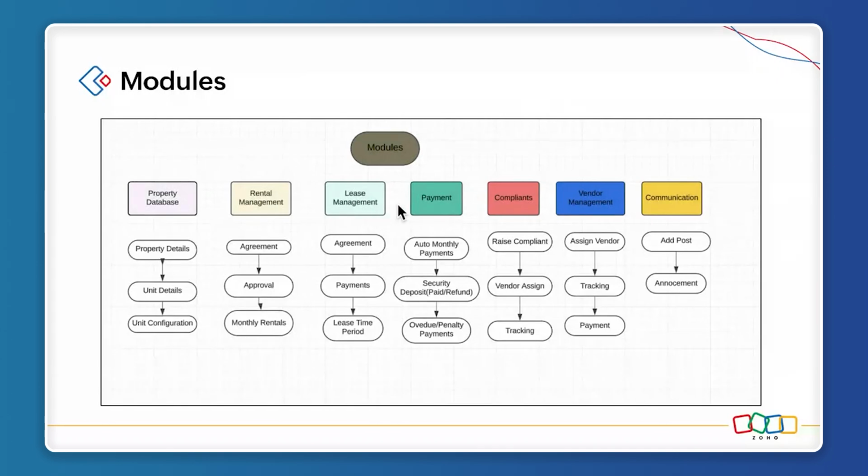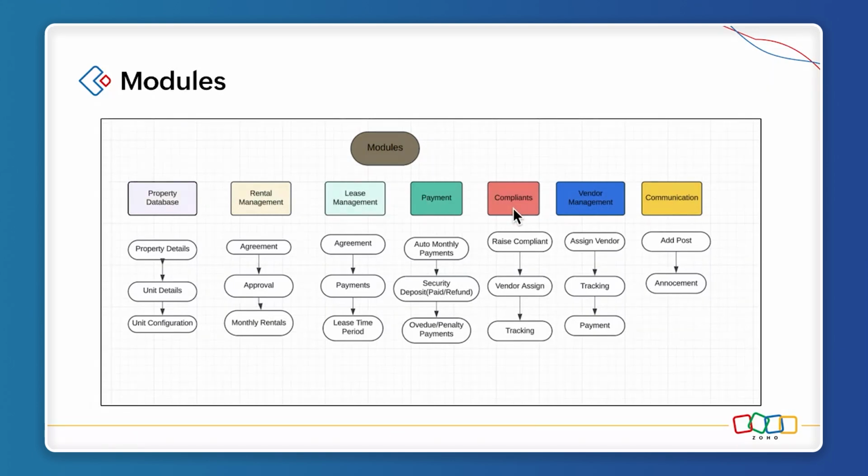The same goes for lease management. You create the lease agreement, and the tenant pays the lease payment. During the lease time period, if the lease is about to end and reaches its end period, it goes for the renewal process. And then we have payment, or accounting, where all the payment-related information is maintained, such as the auto monthly payments, security deposit, whether the tenants are paying or you are refunding to the tenants, and overdue or penalty payments. All of that is maintained within the payments module.